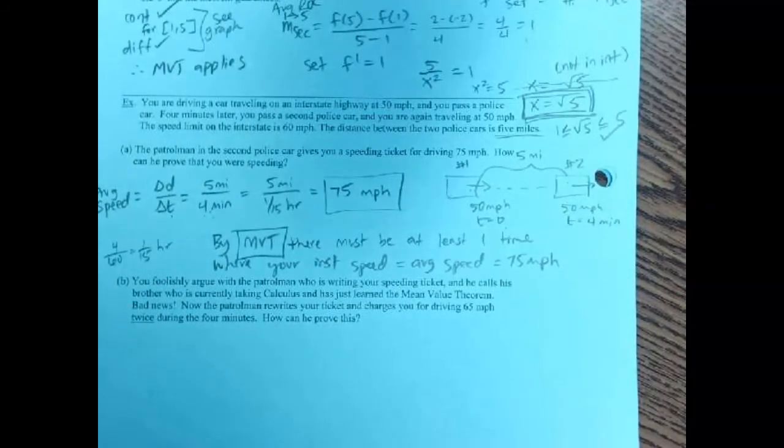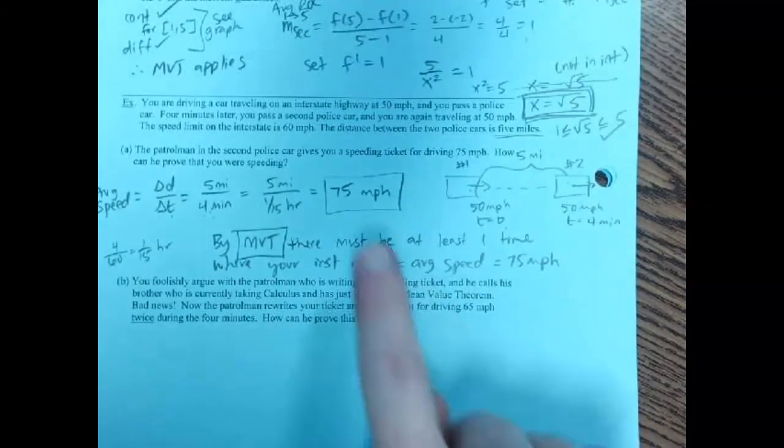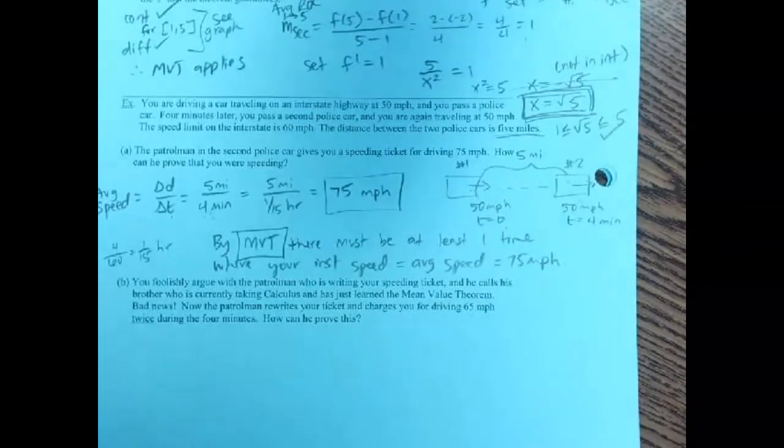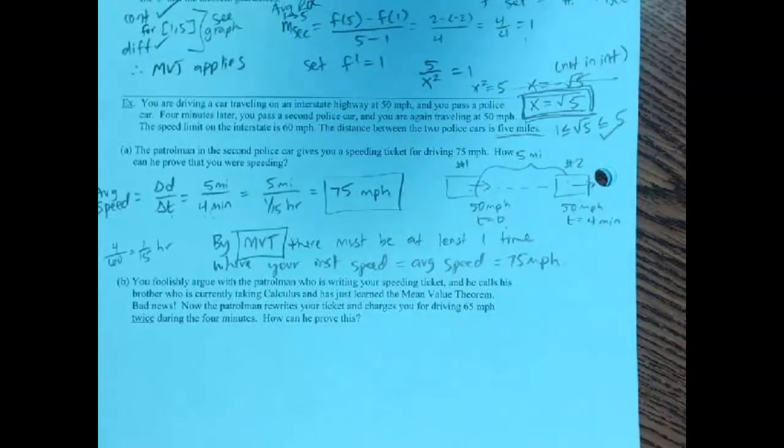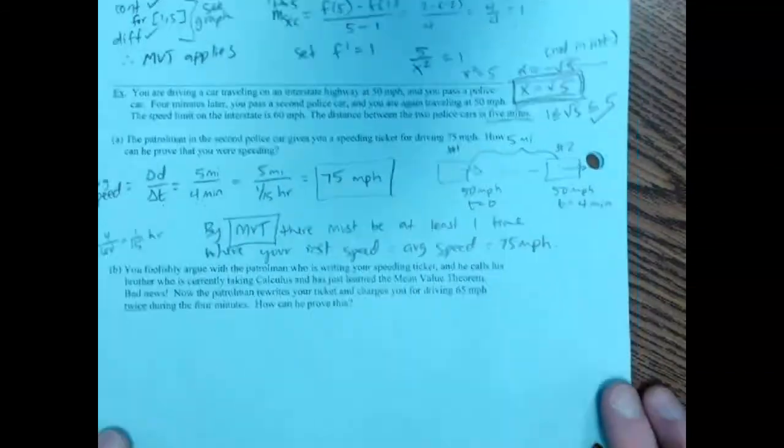But we know for sure there's at least one time. If your average is 75, then logically we know and mathematically we can prove that there's at least one time when you were going 75, and that's your mean value theorem. Okay, let's do the part B, and then we'll be done with this video.